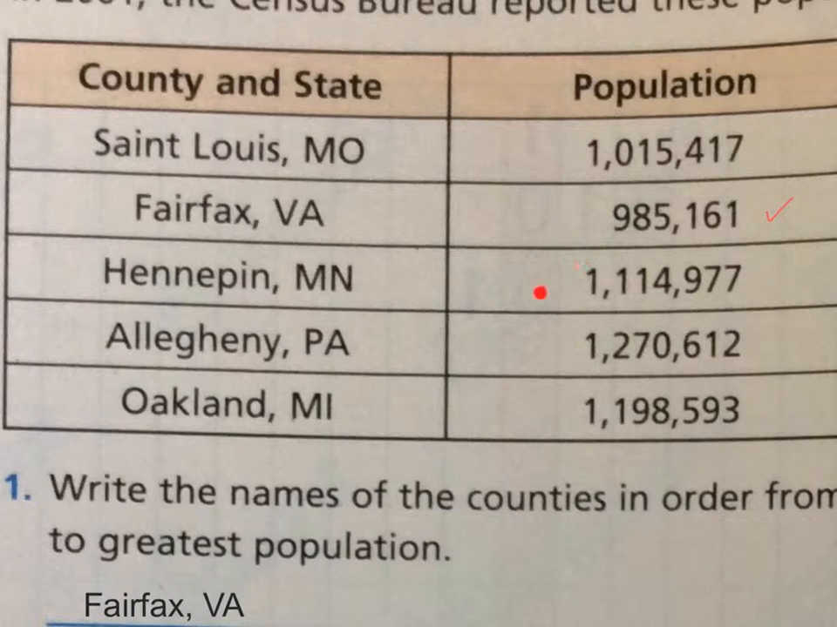So for the next place, I look at the 10,000s place, and I see right away that Hennepin County has 10,000 people, and here they have 90,000. So Hennepin is going to be third, fourth, and Allegheny, Pennsylvania is going to be fifth. Okay, I would pause the video right now. I'm going to move forward.